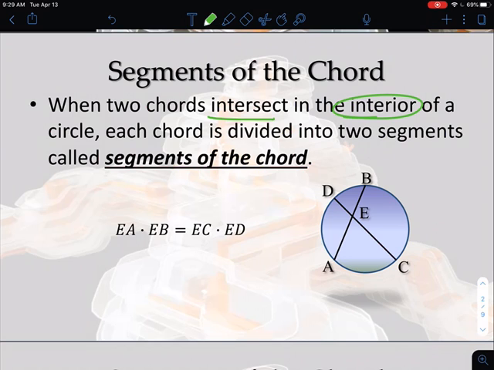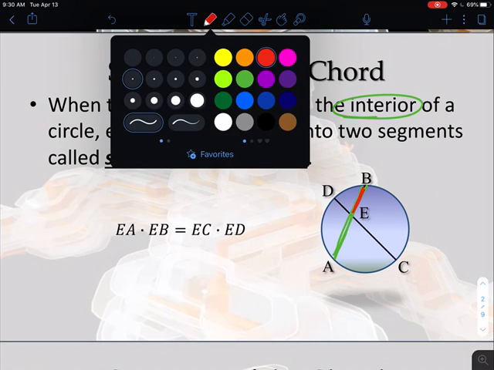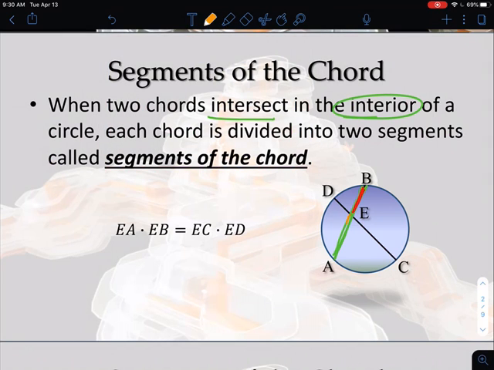So when we intersect on the interior or inside of a circle, each chord is divided into two segments. So notice I have this chord AB, but as soon as it hits chord DC, it gets split into chord BE, and it gets split into chord AE. So I get two different segments for that chord.